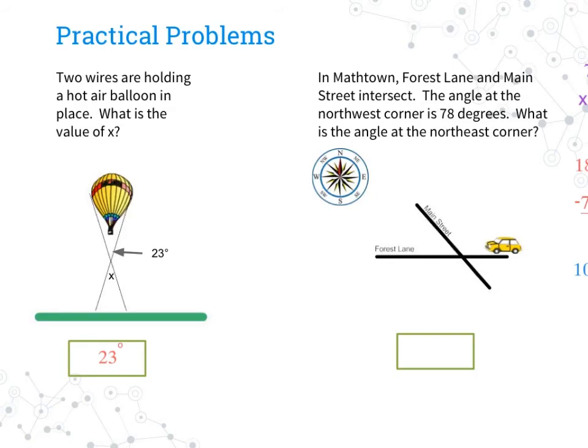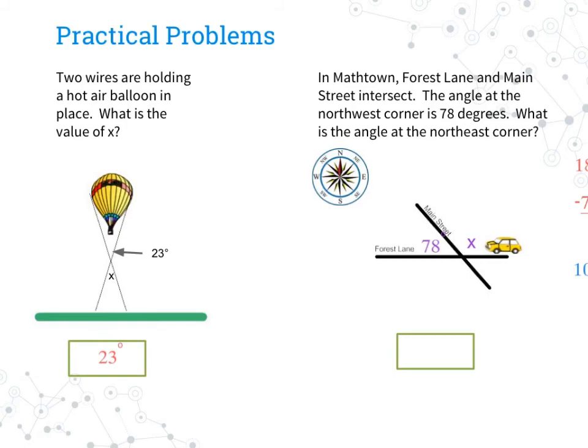So the upper left-hand corner of my street, I'm going to label 78 degrees. So that's my northwest street. It says then I'm looking for the one that is northeast. So again, I'm going to look at northeast on my compass. So that appears to be right here. So I've got my 78 degrees labeled and my x labeled.